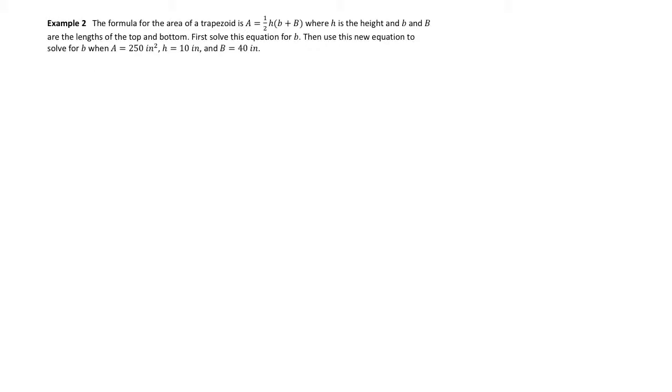For example 2, I wanted to look at an equation which has three variables in it. So I'll just copy down this equation. This is A is equal to 1/2 h times lowercase b plus uppercase B. And so we have A, h, lowercase b, and uppercase B. This is the formula for the area of a trapezoid.